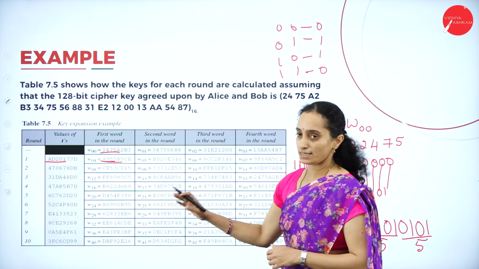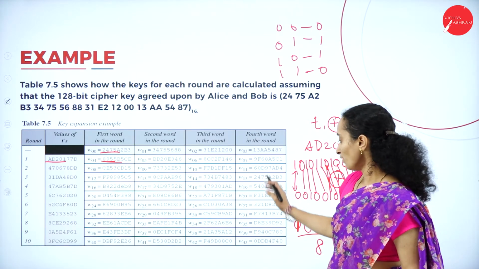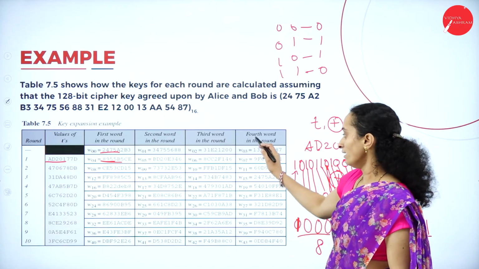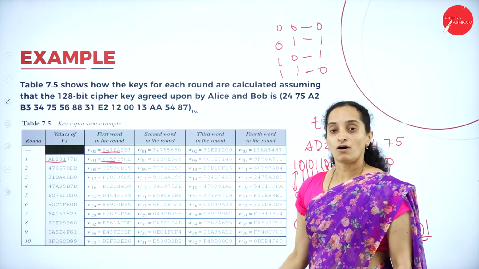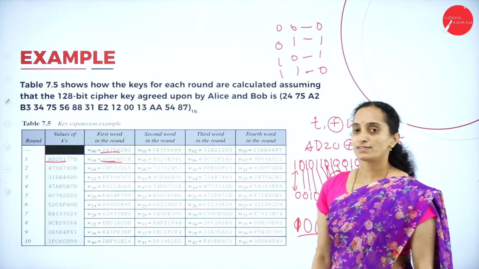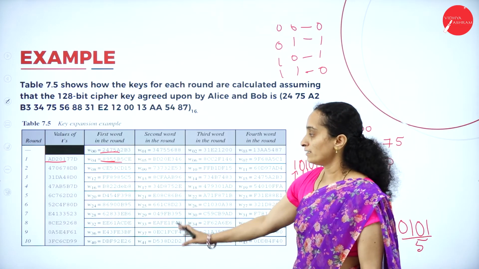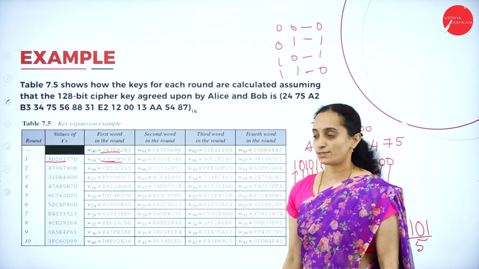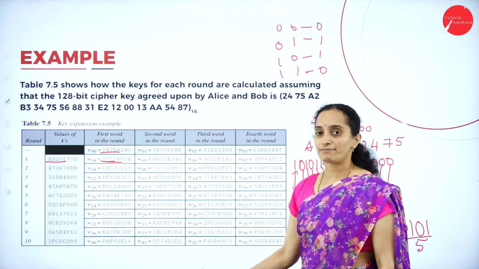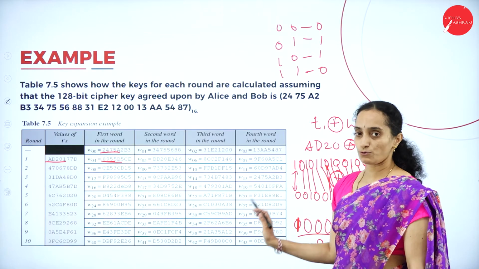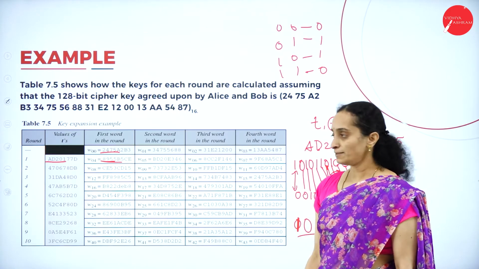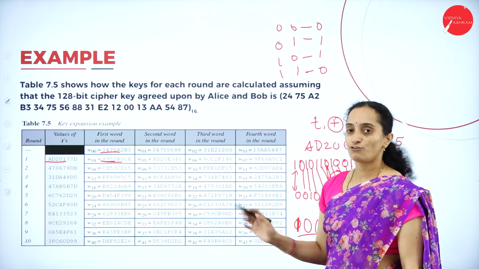So the same procedure is followed for all the 44 words in the 11 round keys. Okay, up to round 10, that means 11 round keys are there. Up to the 44th word, the same procedure is followed.